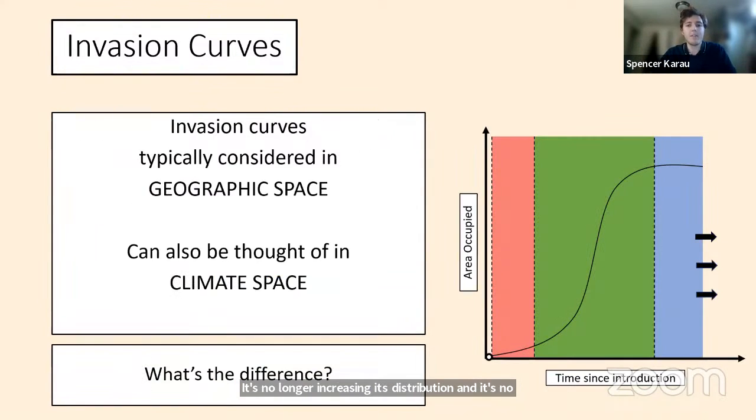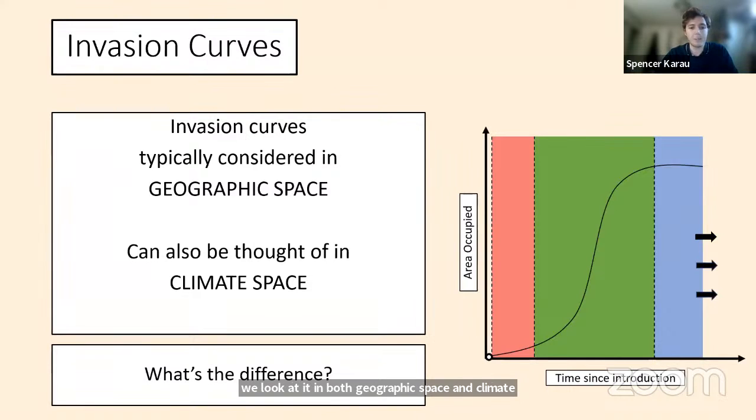So typically when we think about invasion curves, we think about them in geographic space, but we can also think about them in climate space. And this is important for us because when we look at the rate of colonization of our species in our analysis, we look at it in both geographic space and climate space.